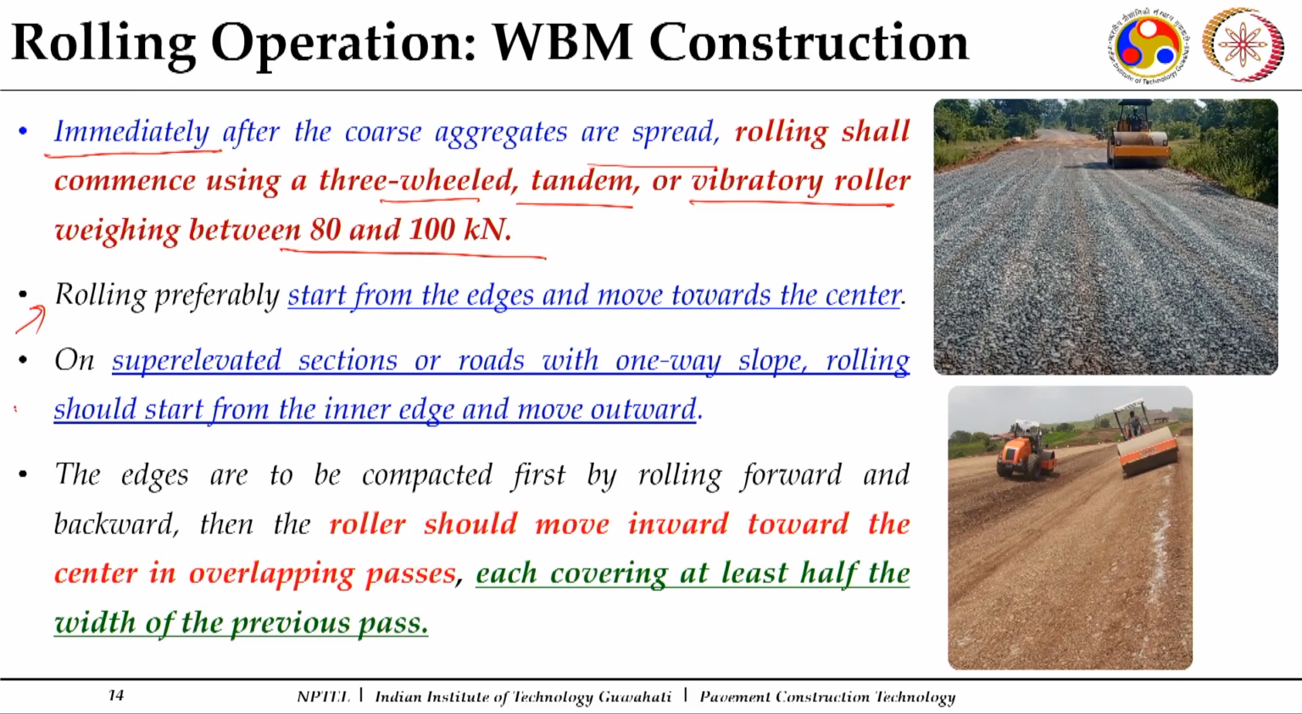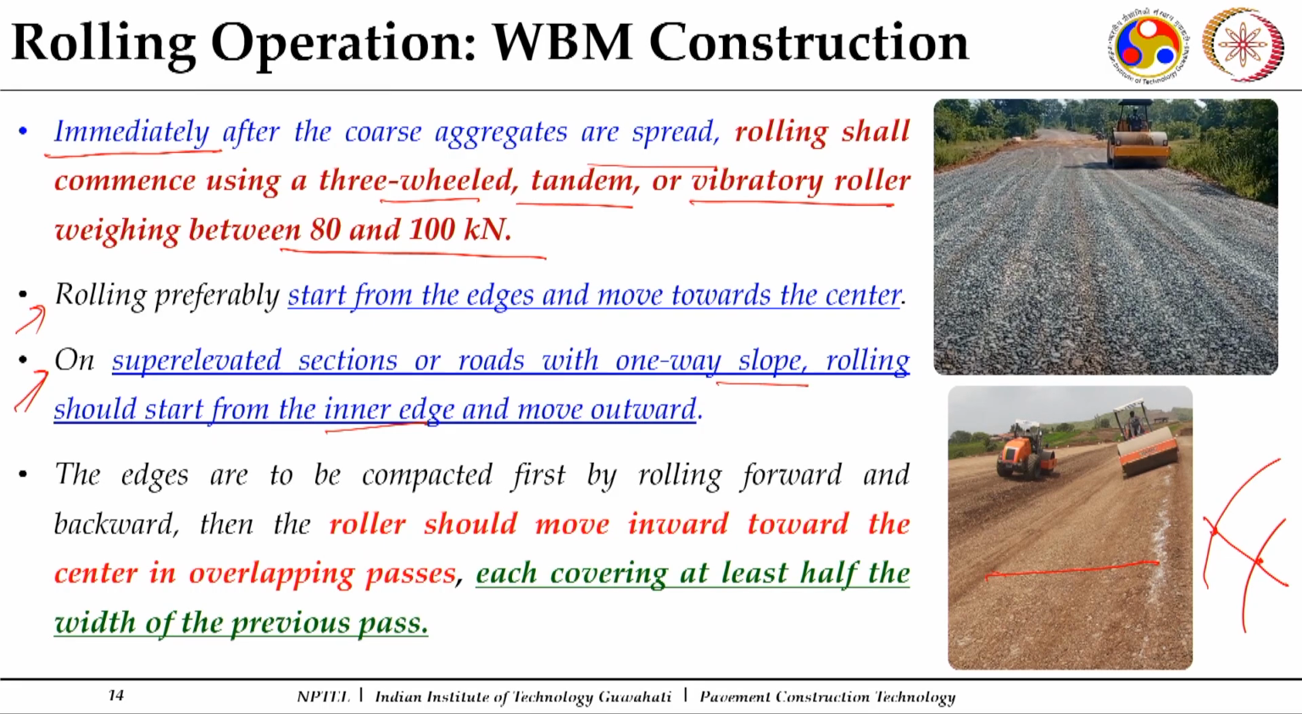On super-elevated sections, we discussed, on roads with a one-way slope, I will prefer to start from the lower edge and go towards the upper edge. So, start from the inner edge, and this is what we call the inner edge, because when we move along these horizontal curves, this will be at a lower level, and this will be at a higher level.